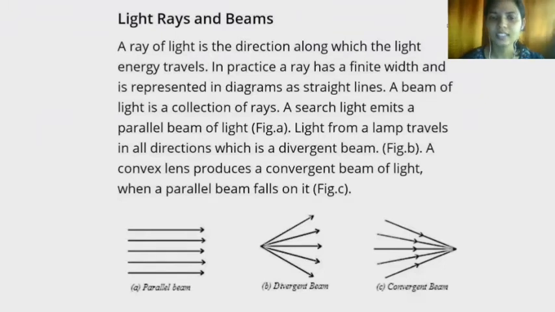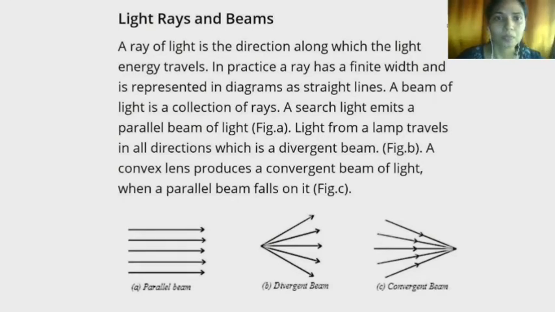Good morning, students. The first chapter I'm going to discuss in this package is ray optics and optical instruments. As you all know about ray optics and optical instruments, I'll briefly explain what is there in it, and then I'll move to the derivation part. First, as you can see here, light rays and beams are given, isn't it?